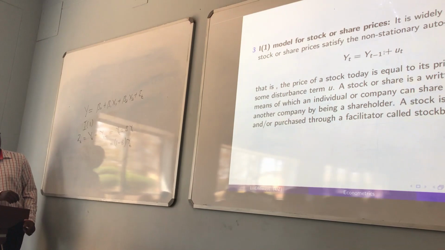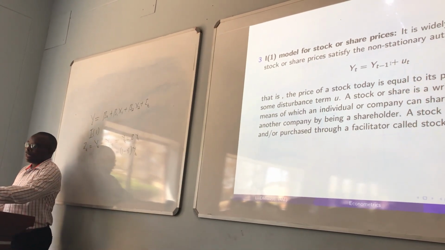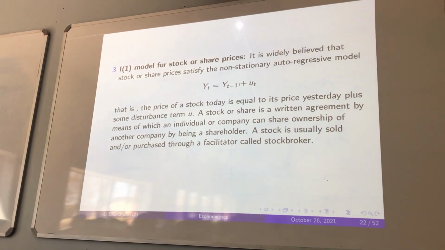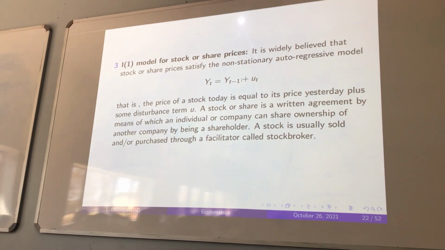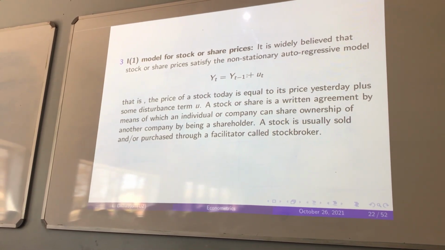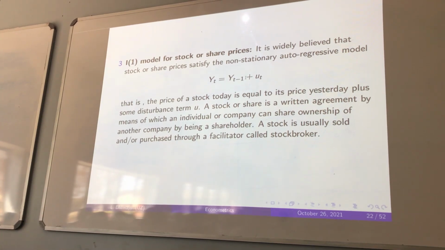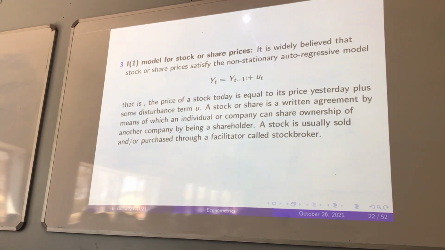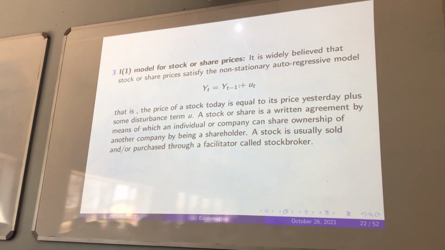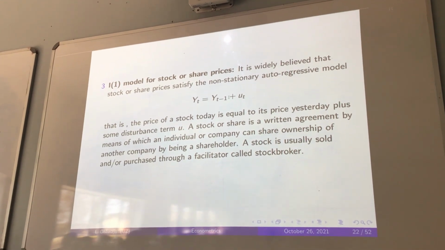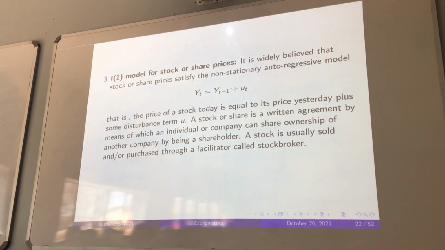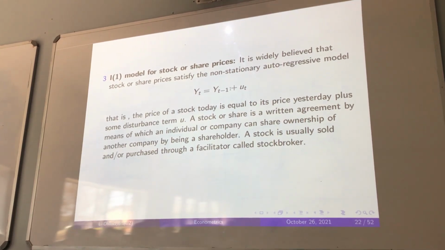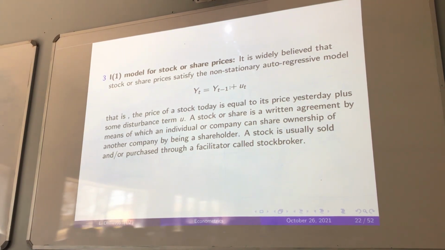Okay. So that's the I1 model. Yt is equal to Yt minus 1 plus the error term ut, which is this one here. That is, the price of a stock today is equal to its price yesterday plus some disturbance term ut. That's how they define it. A stock or a share is a written agreement by means of which an individual or company can share ownership of another company by being a shareholder. A stock is usually sold and or purchased through a facilitator called a stock broker.